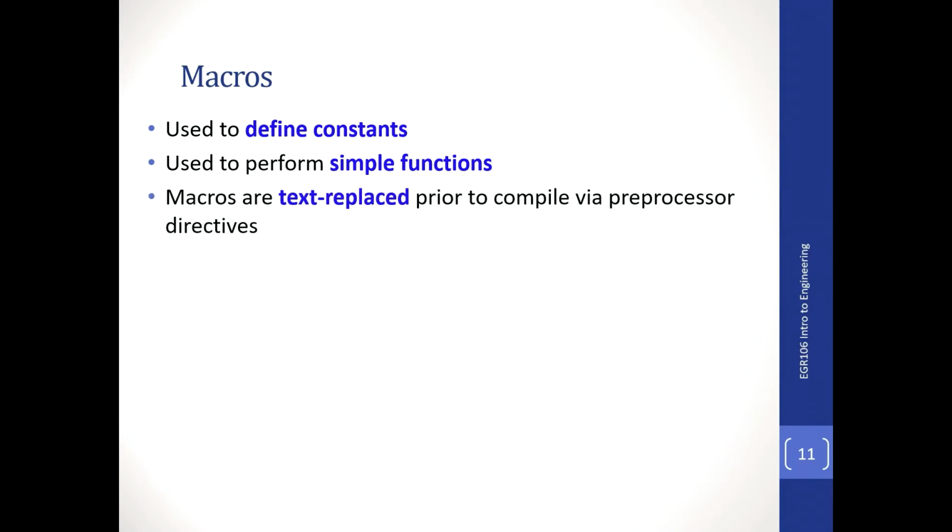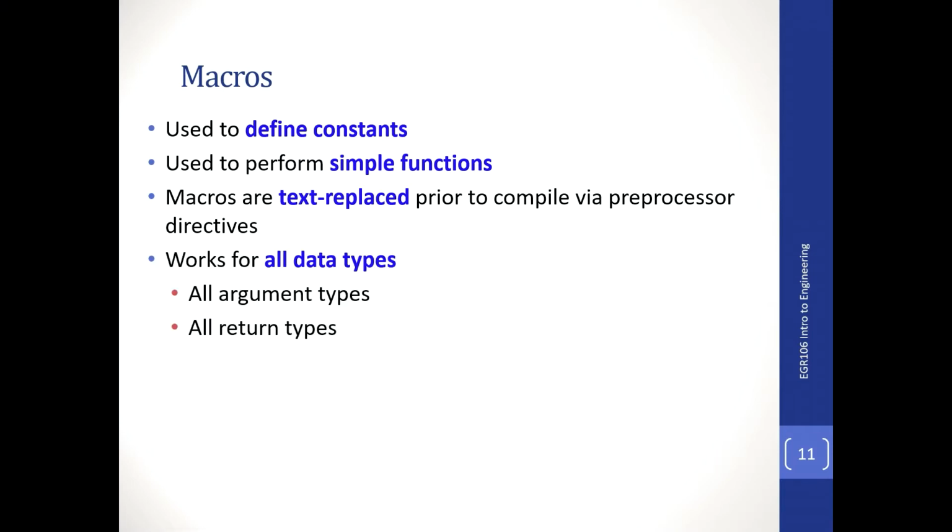Macros are basically text replaced, so anytime you have a certain word or a certain sequence of letters, they're going to get replaced with whatever comes after them when you define it. Macros, again, work for all data types, and you don't have to specify your argument type or your data type for your variables or your return type.